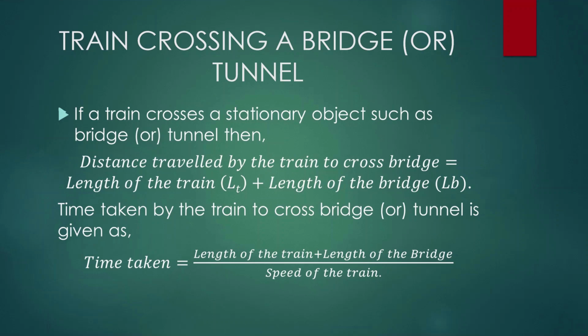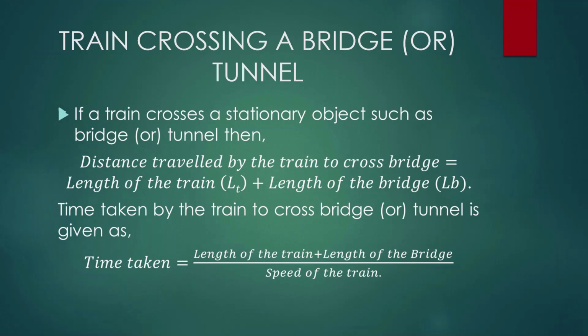Similarly, we know the formula of time taken, that is time taken is equal to distance by speed. The time taken by the train to cross that object is equal to distance traveled by the train divided by speed of the train, which is equivalent to length of the train plus length of the object divided by speed of the train.